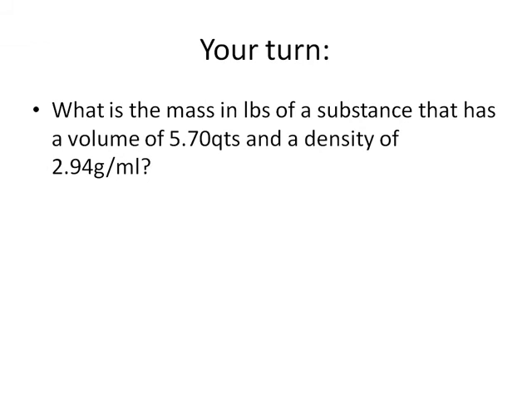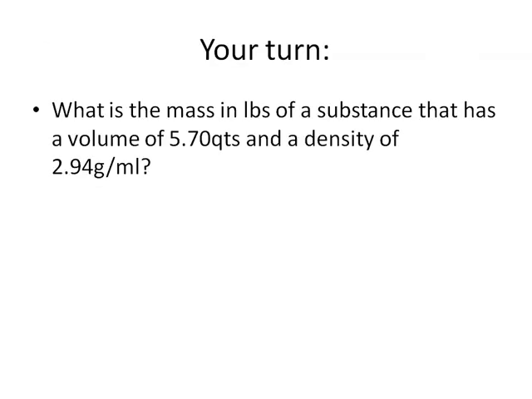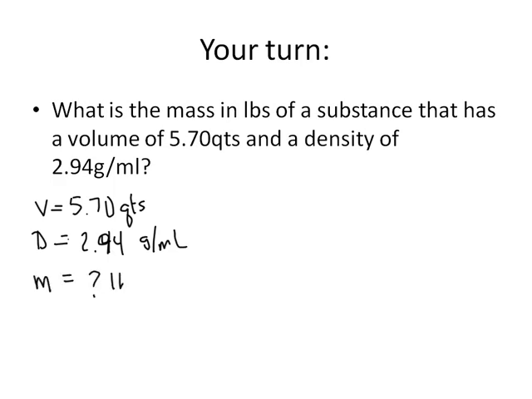Okay, so let's list out what we know. I have a blank page for it. Let's see if it'll fit here. I have a volume equal to 5.70 quarts. I have a density equal to 2.94 grams per milliliter. And I've been asked to find the mass in pounds. So I'm going to start with my simple unit, the quarts. I'm going to use density as a unit conversion to change from volume to mass, and then figure out what unit mass I need to be in.